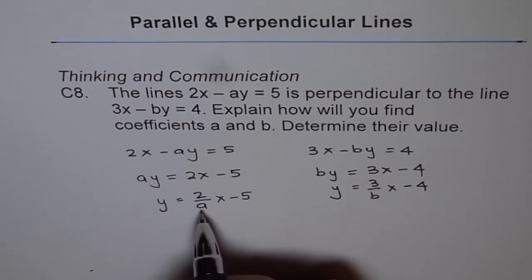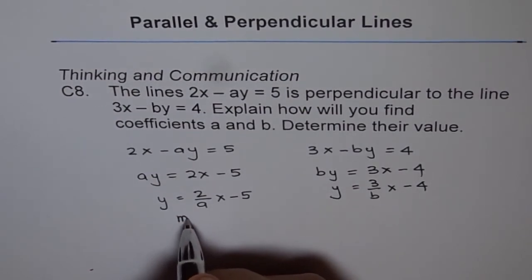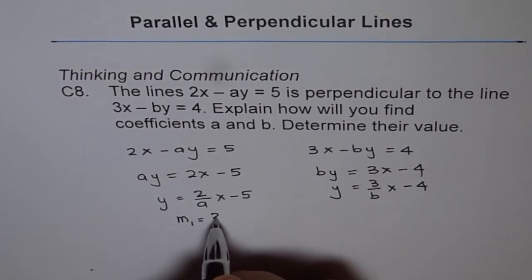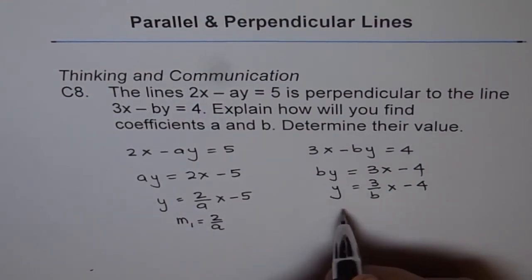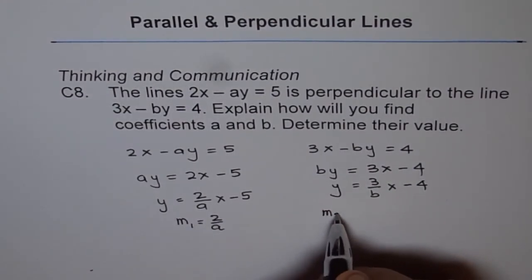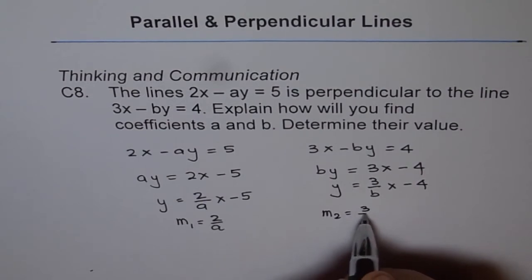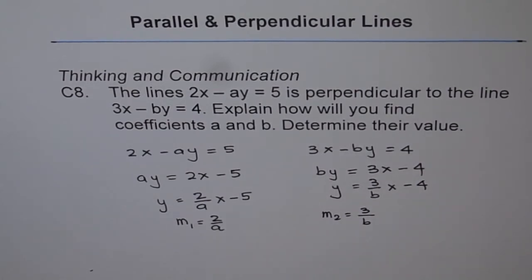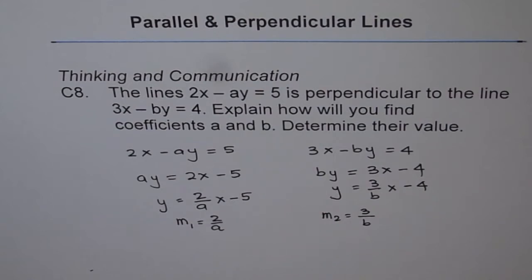Now what is the slope of this line? Let me call this m1. m1 equals 2 over a. And what is m2? m2 is 3 over b. Now we know that these lines are perpendicular. If they are perpendicular, then what should be the values of a and b?